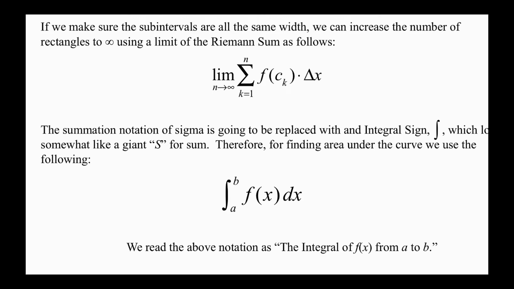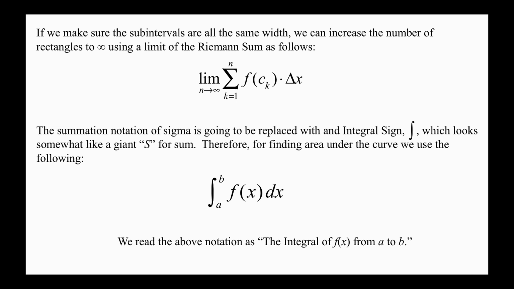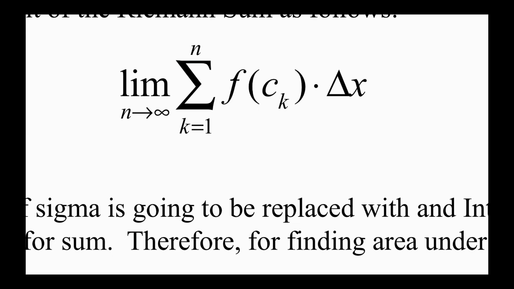So, a lot of notation here. If we make sure subintervals are all the same width, we can increase the number of rectangles to infinity using a limit of the Riemann sums. This looks very, very complicated, but it's not. You know each part, right?